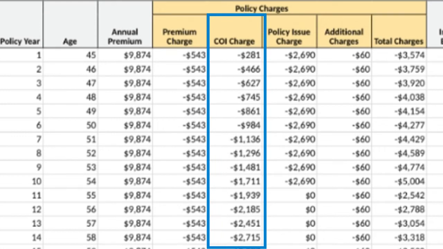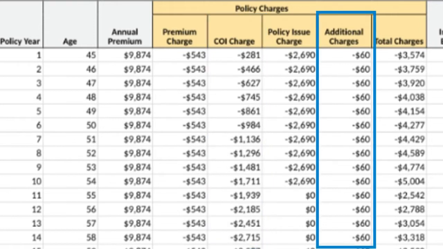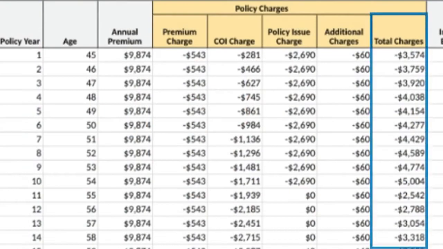If we move over about 4 columns, we've got the additional charges. So usually most insurance companies have some fixed cost component. And that charge on this policy is $60 per year. And it's that $60 whether it's a $10,000 death benefit or a $1 million death benefit or a $10 million death benefit. That's a flat charge.